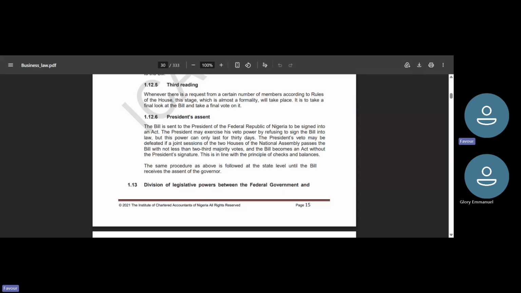And then the two Houses of Assembly, that's the Senate and the House of Representatives, can decide to have a joint session and override the veto power. And this can only be overruled or overthrown by a two-thirds majority vote of the combined house. So this has been for the federal level. The same procedure applies to the state level. And at the state level, of course, it is the governor and not the president, right?